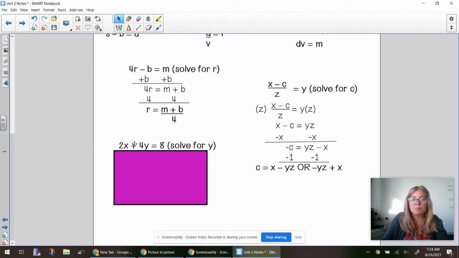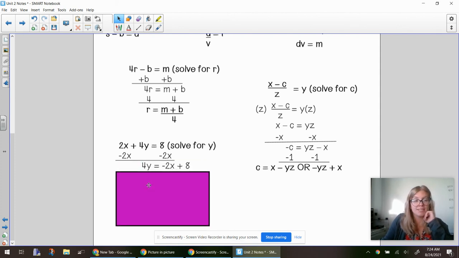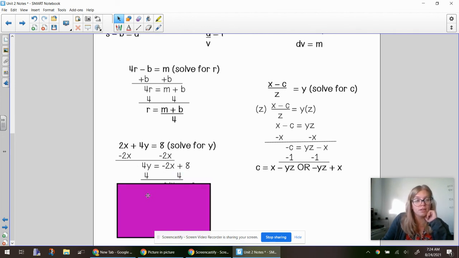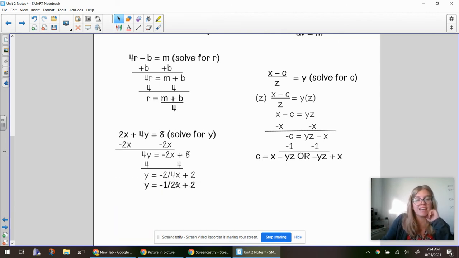Last but not least, we have 2x plus 4y equals 8, and we are solving for y. We are going to start by undoing addition and subtraction, and I see that 2x is being added. So to undo addition and subtraction, I'm going to subtract 2x from both sides of my equal sign. That gives me 4y equals negative 2x plus 8. Now I'm going to undo multiplication, so I'm going to divide both sides by 4. And y equals negative 2/4 x plus 2. Or I can simplify that to negative 1/2 x plus 2. Notice when I divide by 4, I divide each term by 4. So each term in the expression by 4, so I can simplify it a bit.